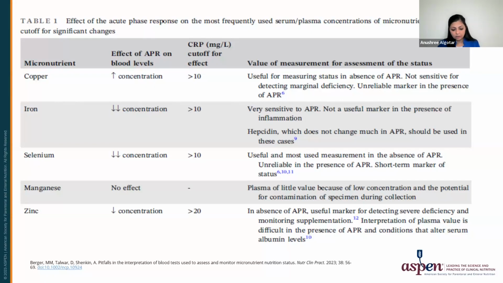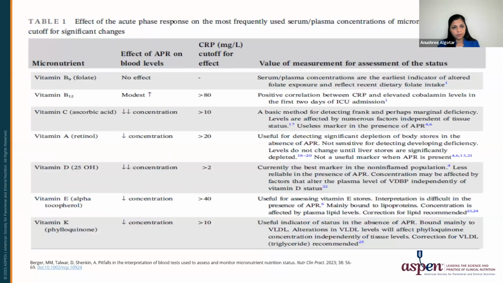Iron is very sensitive to acute phase response and hence is not a useful marker in the presence of inflammation. Although zinc is a useful marker in the absence of acute phase response, its plasma value is difficult to interpret in the presence of inflammation and conditions that alter albumin levels. Conversely, copper levels tend to increase in presence of inflammation. Hence, these are unreliable as well.